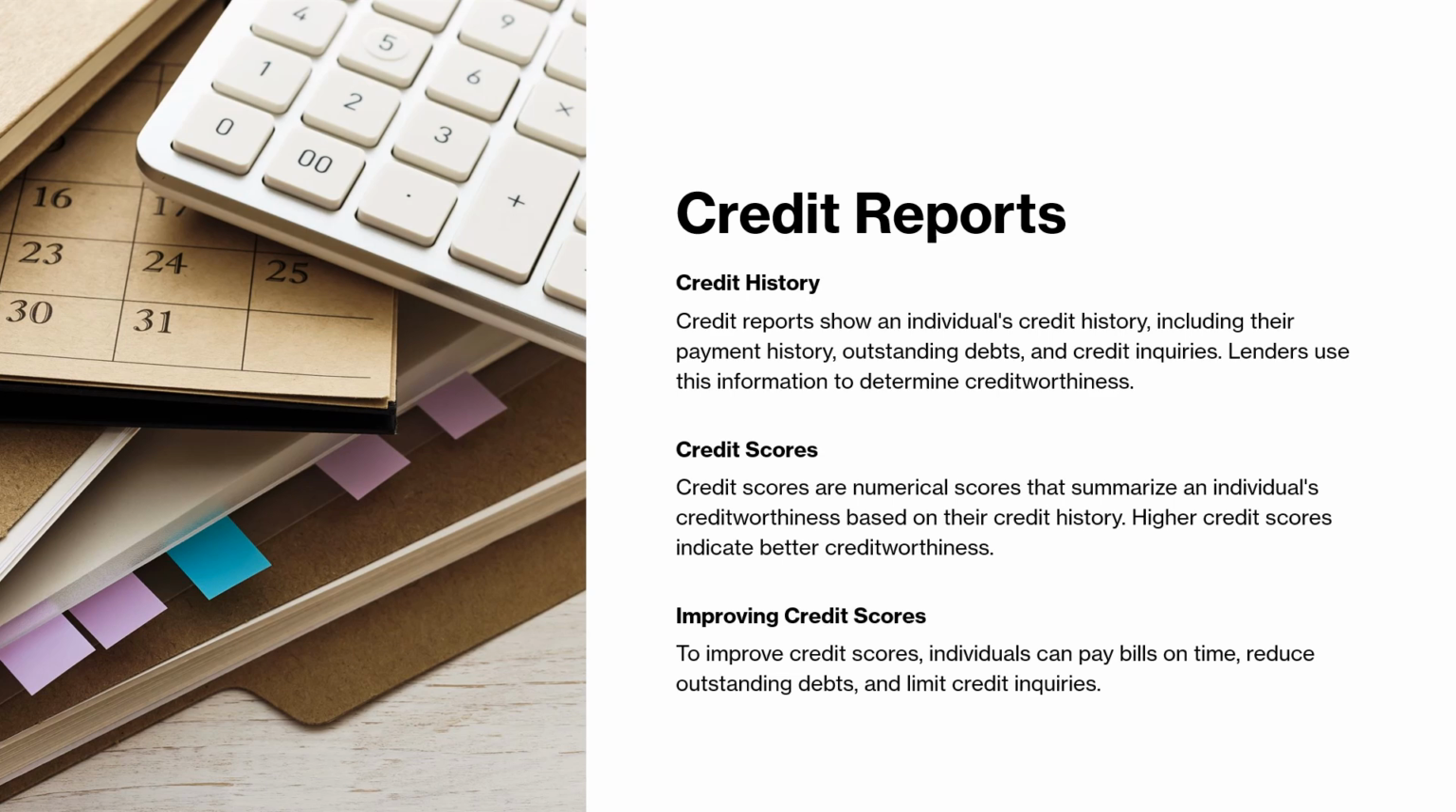Credit reports, credit history. Credit reports show an individual's credit history, including their payment history, outstanding debts, and credit inquiries. Lenders use this information to determine creditworthiness. Credit scores. Credit scores are numerical scores that summarize an individual's creditworthiness based on their credit history. Higher credit scores indicate better creditworthiness. Improving credit scores. To improve credit scores, individuals can pay bills on time, reduce outstanding debts, and limit credit inquiries.